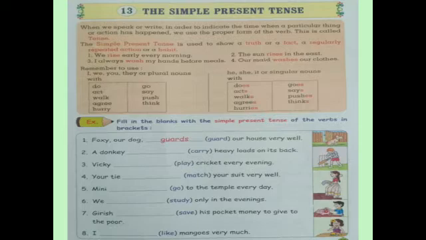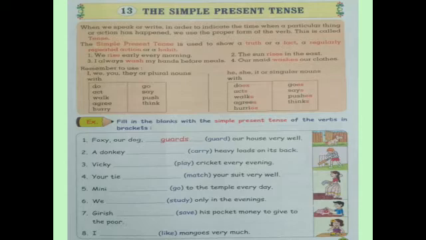Now third example, Vicky plays cricket every morning. Again, we convert this verb play into simple present tense, that is plays. Fourth sentence, your tie match your suit very well. So what will be the simple present tense of the verb match? It is matches. Your tie matches your suit very well.